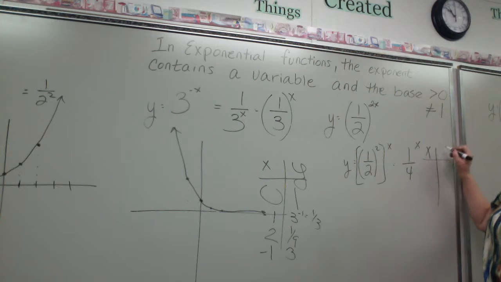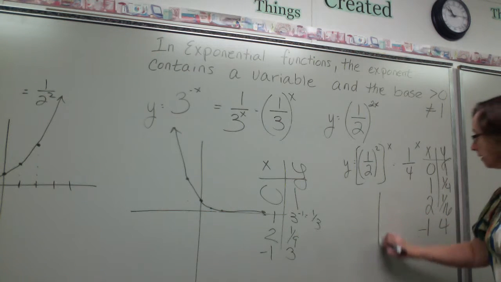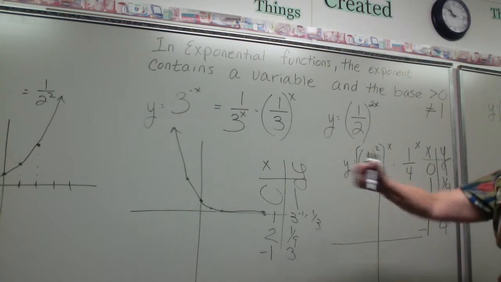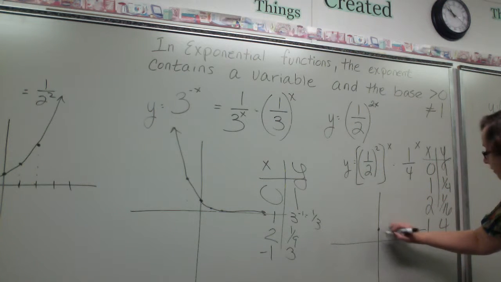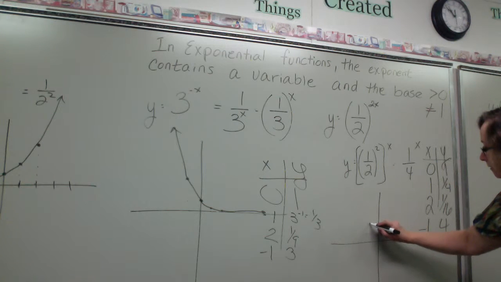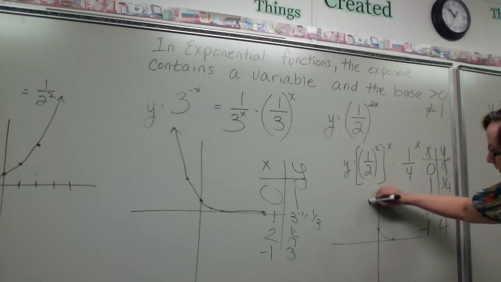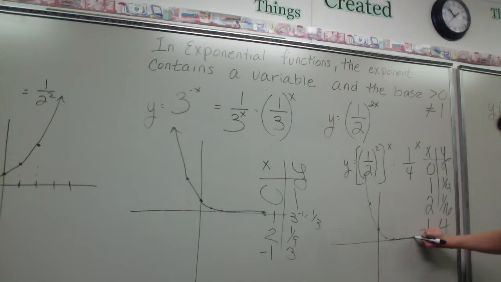When I put my little x's and y's in here, and I start plugging in my 0, I will still get 1. When I plug in my 1, I will get 1/4. When I plug in my 2, I will get 1/16. When I plug in my -1, I will get 4. So this function is going to look a lot like this function. Still goes through 0, 1, 1 and 1/4, 2, ooh, it's getting real small, and then on the left, -1 and 1, 2, 3, 4. So it's going to decline to the right as it approaches that asymptote there, okay?